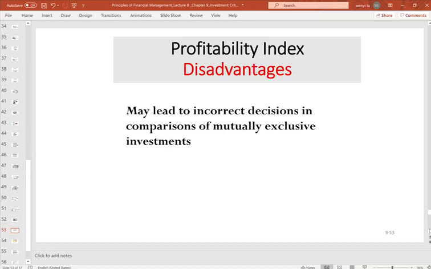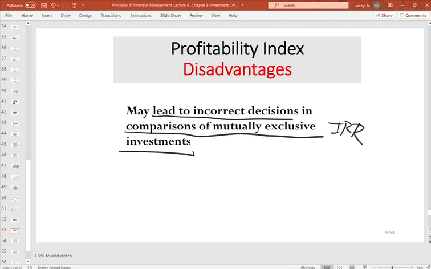What's the drawback of this index? The PI index can lead to incorrect decisions in comparison of mutually exclusive projects. So like our IRR method, when you're facing mutually exclusive projects with different timing of the cash flows or different scale of the cash flows, then you will always follow the NPV method.